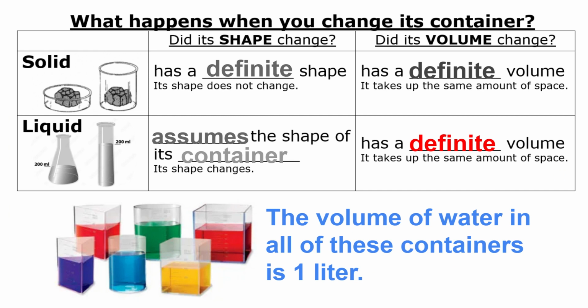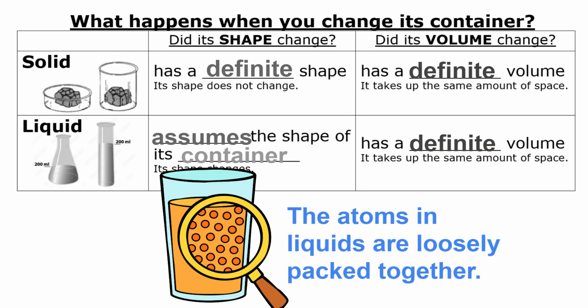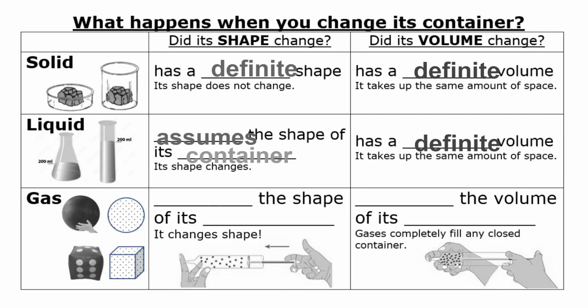This is an example of 6 different containers that all have different shapes, but the volume is the same. All of them are holding exactly 1 liter of water, so it still is taking up the same amount of space. Liquids have a definite volume to them. That's why they can overflow a container if the container doesn't have enough volume to hold them. This is because the atoms in liquids are loosely packed together. They can slide around one another to change shape, but they still are going to take up a definite amount of space.